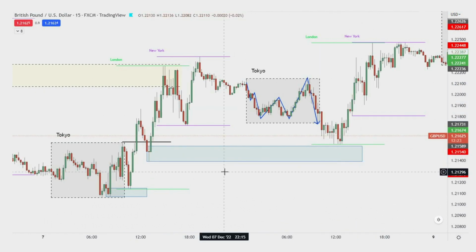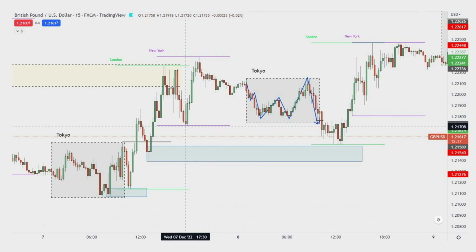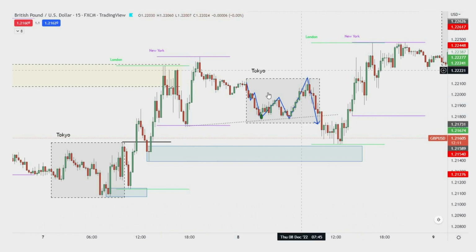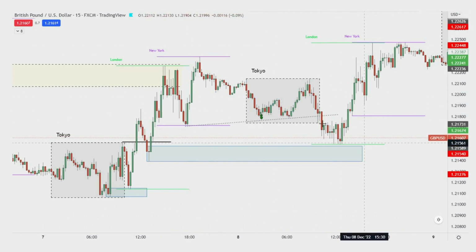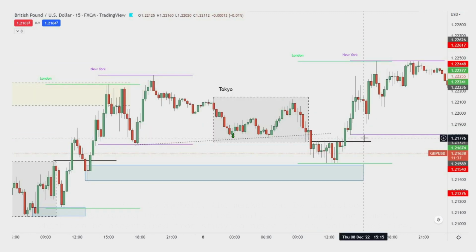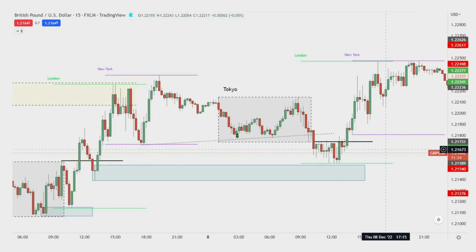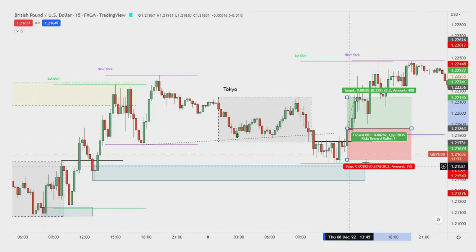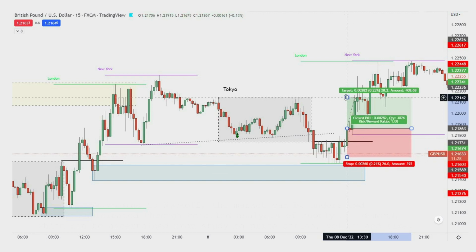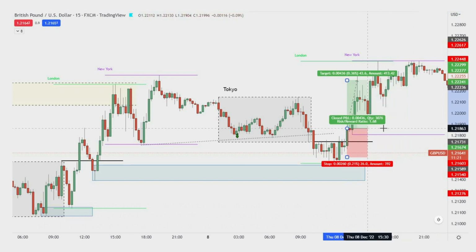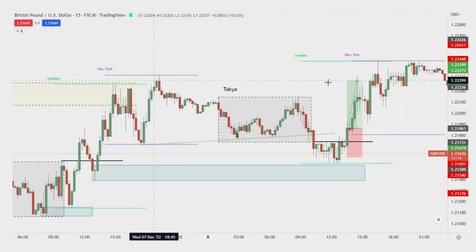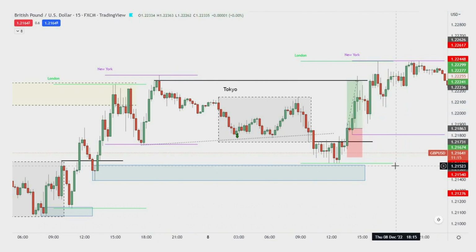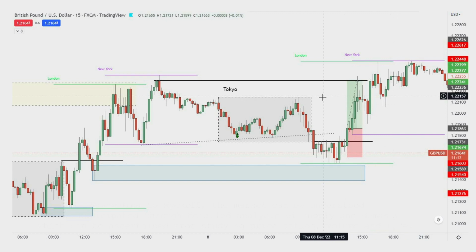Let's move to the next setup. We have almost the same formation as the setups shared in the previous video, but in the opposite direction. An accumulation below the Tokyo low that correlates with a demand zone. As you already know, the buy trade is recommended after the breakout and candle closure inside the range. The first target should have been the Tokyo high and the final one at yesterday's high.